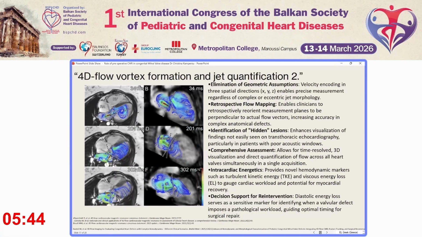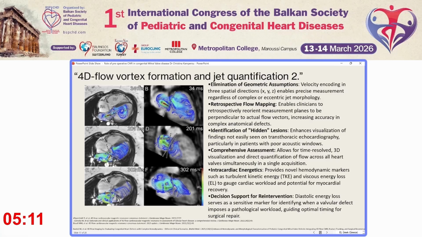Beyond visualization, 4D flow provides novel hemodynamic biomarkers. These include turbulent kinetic energy and viscous energy loss, which quantify the energetic cost of abnormal flow patterns within the heart. Turbulent kinetic energy is highly sensitive to flow disturbances caused by even mild regurgitant or stenotic lesions, while viscous energy loss reflects the additional workload imposed on the ventricle.